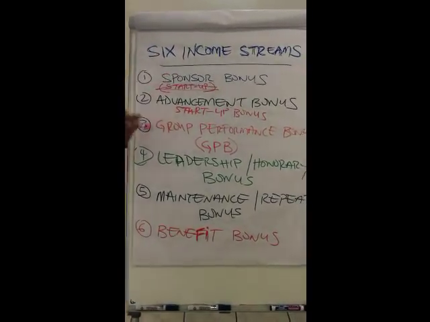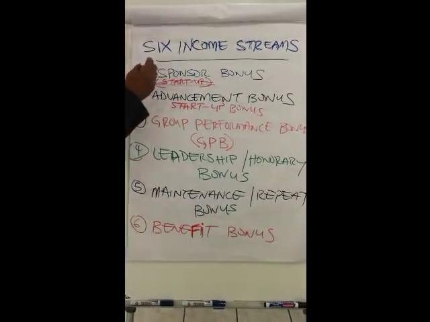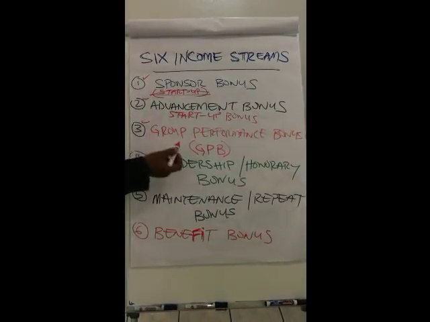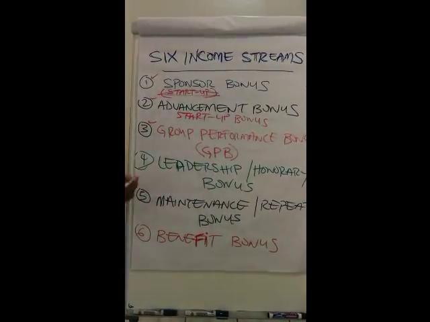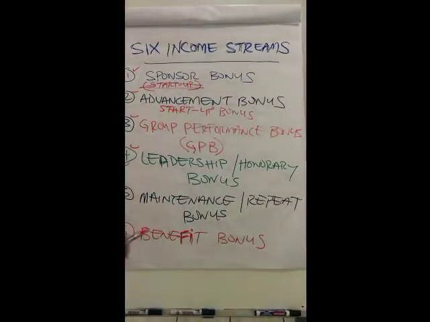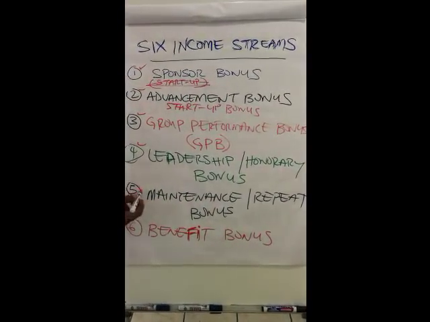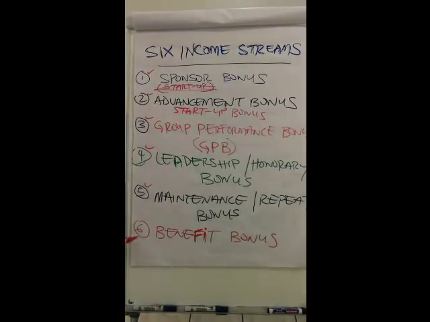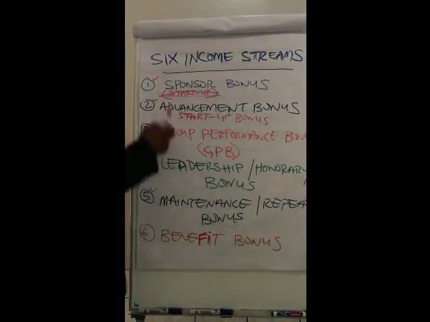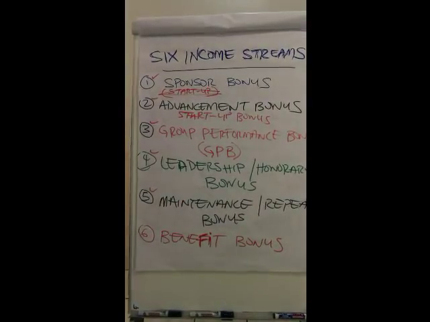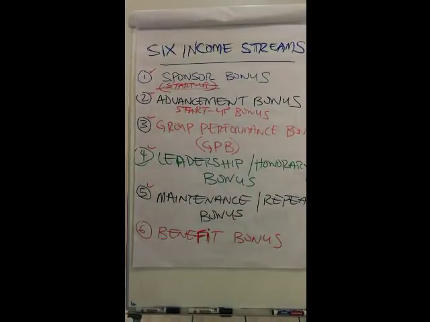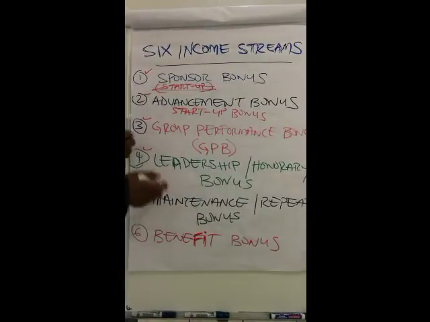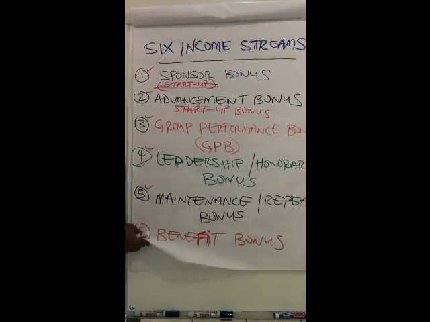Now, you have six income streams. It's the sponsor bonus, the advancement bonus or startup bonus, the group performance bonus, which is GPB, the leadership bonus, an honorary bonus, which I'll explain later, the maintenance bonus, or repeat bonus, which we call the repurchase bonus, and then we have the benefit bonus. These are the six different ways you can earn with Norland. You earn from each of these income streams, so you can focus on any or all of them. That's how you get paid in Norland.